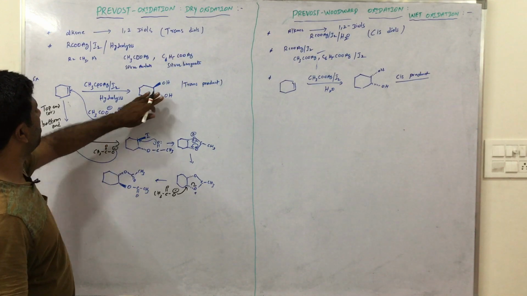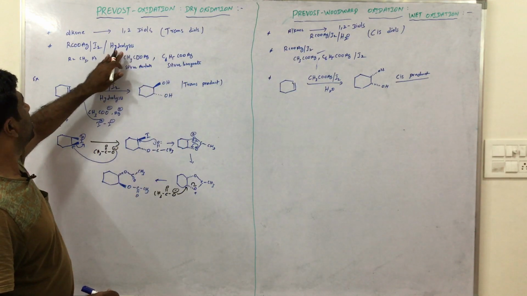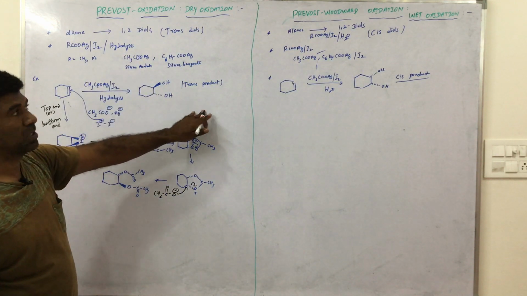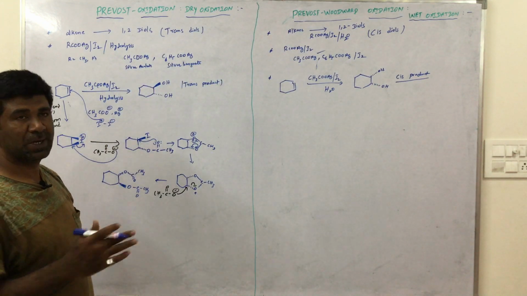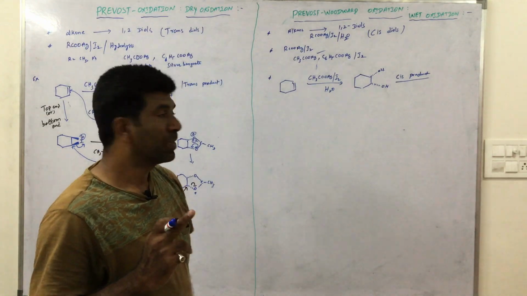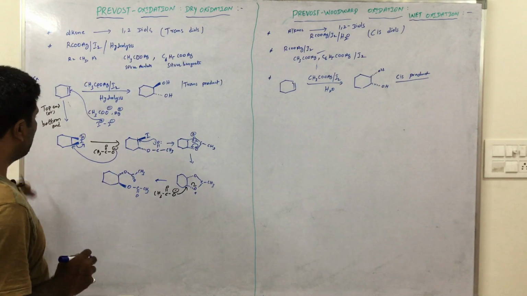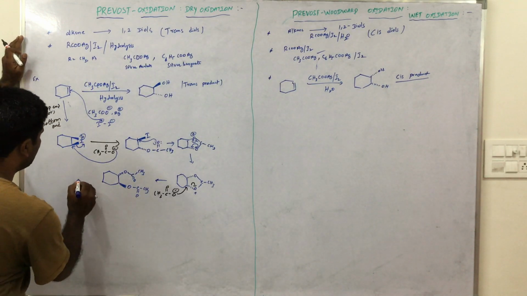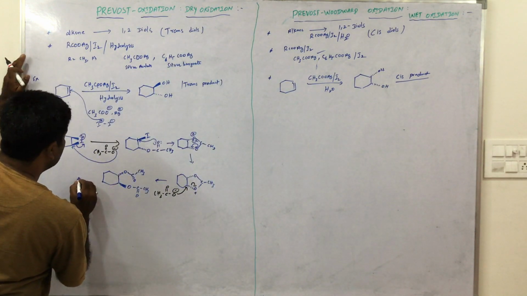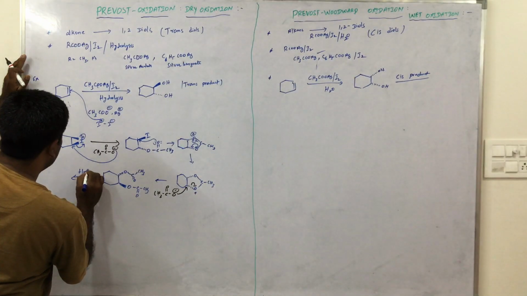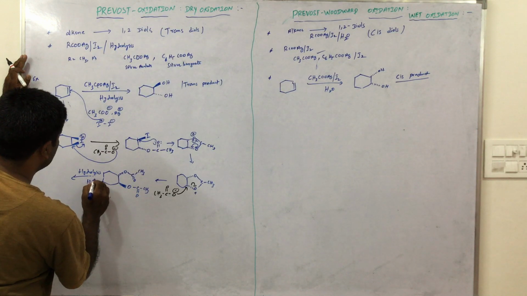Observe carefully how we get cis and trans product. That is very important. In dry oxidation we get a trans product. In wet oxidation we get a cis product. Both are diols only, but in dry oxidation trans diols and in wet oxidation cis diols are formed. Now what happened? Hydrolysis takes place, with H3O plus.